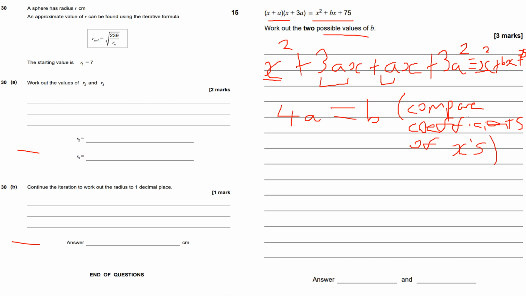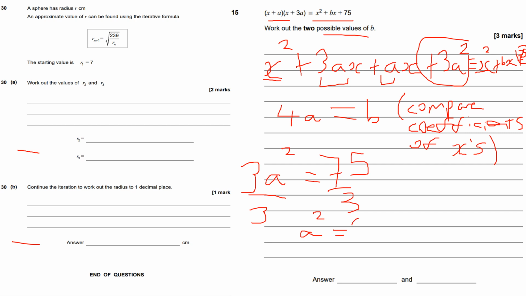And then if you compare the coefficients of the constant terms, I'm going to have 3a squared is equal to 75. So I've got an equation here. Divide both sides by 3, first of all. Okay, so I'm going to get a squared is equal to 25.